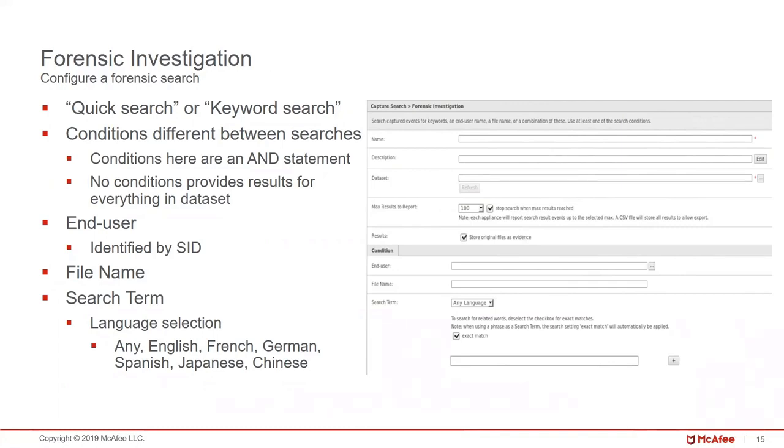Conditions, there are different conditions between searches. So conditions within the searches are considered and statements. No conditions provides results for everything within a data set. So basically, if we don't put anything in the condition tab, it solely relies on whatever criteria you've put in the data set definition. You can see towards the top of the screenshot, there's a data set option. So when you click the ellipsis button to the right of that field, that will come up with a list of the data sets that you've configured.